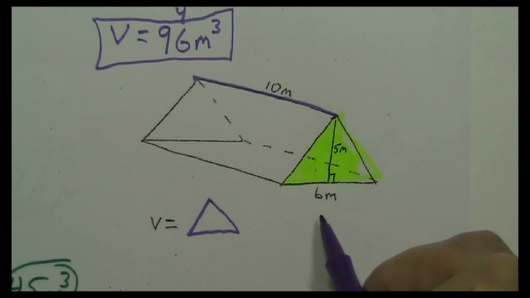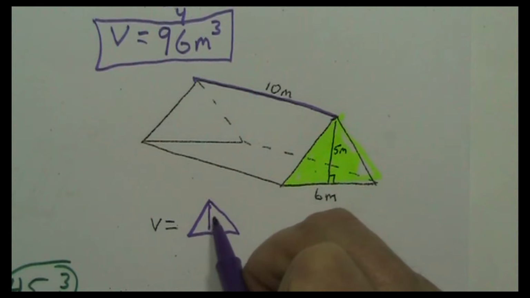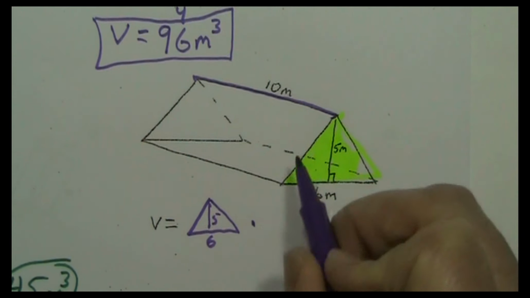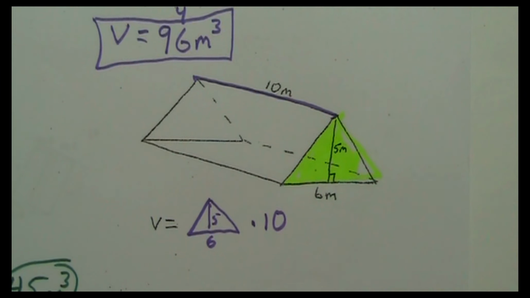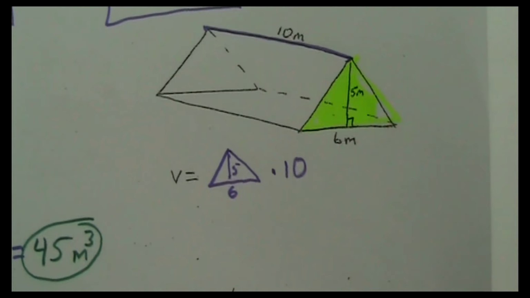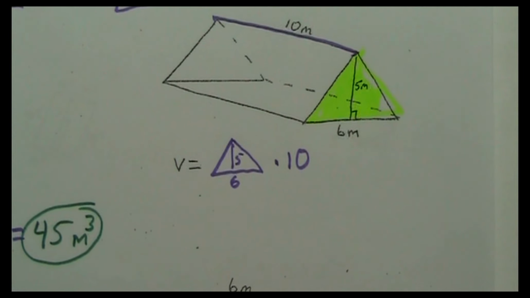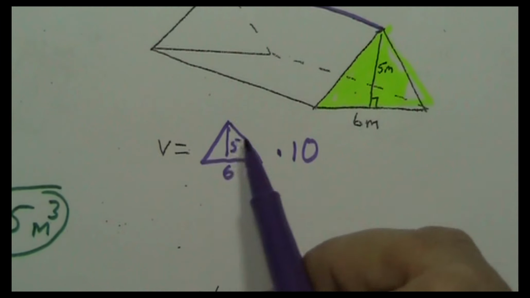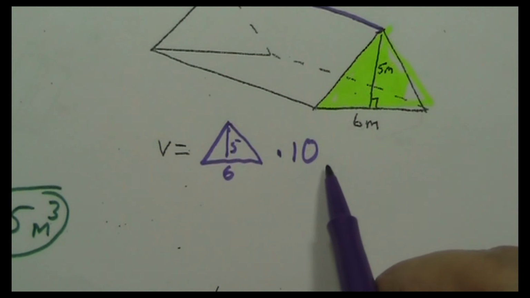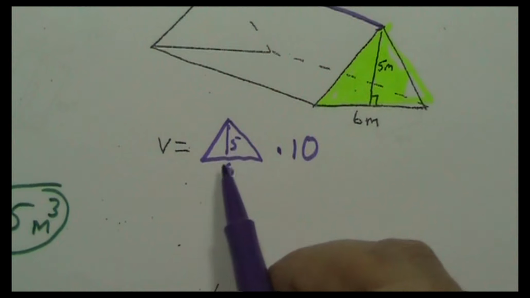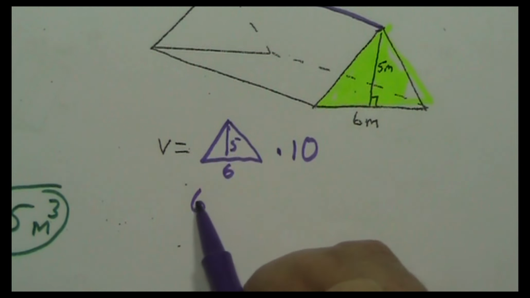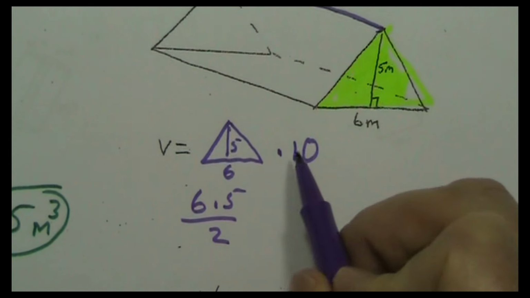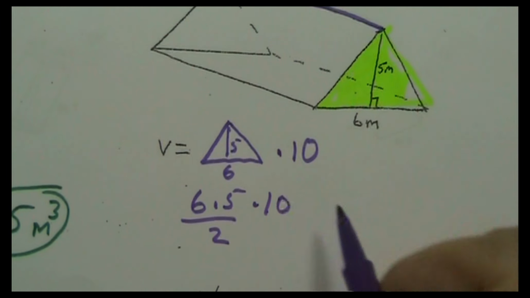And this is 5, this is 6, and how long is it? It is 10 meters long. That's what you have, basically. So now I'll just go ahead and figure out this area times 10. On a triangle, remember it's base times height divided by 2. And then we're going to multiply it by 10.